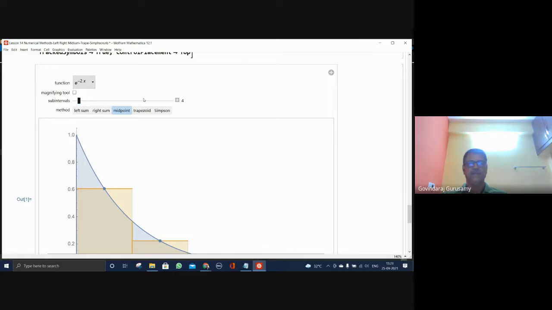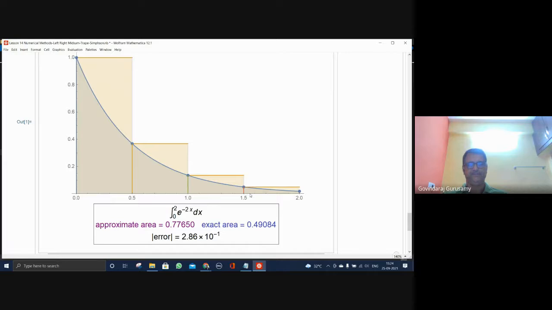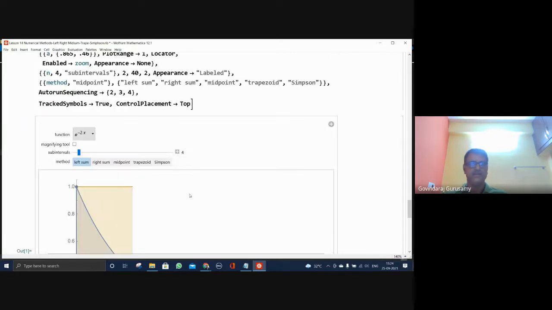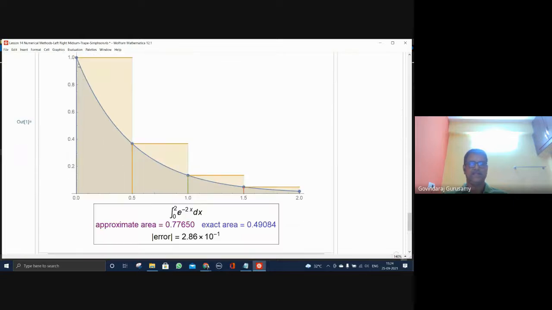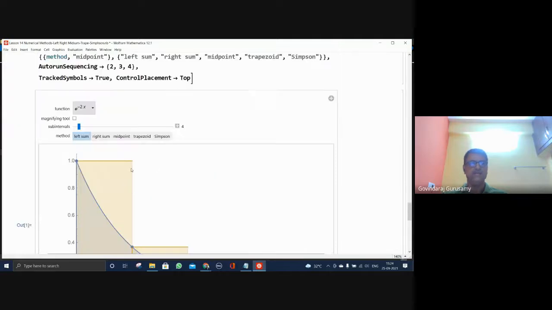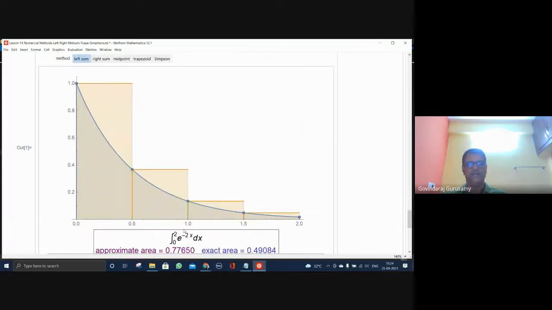So now we can see 4 points with the left sum. Look at the error, this is available now. This is the approximate value which has been calculated for this curve. What is the curve? E power minus 2x. This is the curve. And how many points have been selected now? This is the left sum, 4 points selected. The left edge of the boxes has been connected here. 1, 2, 3, 4 areas.